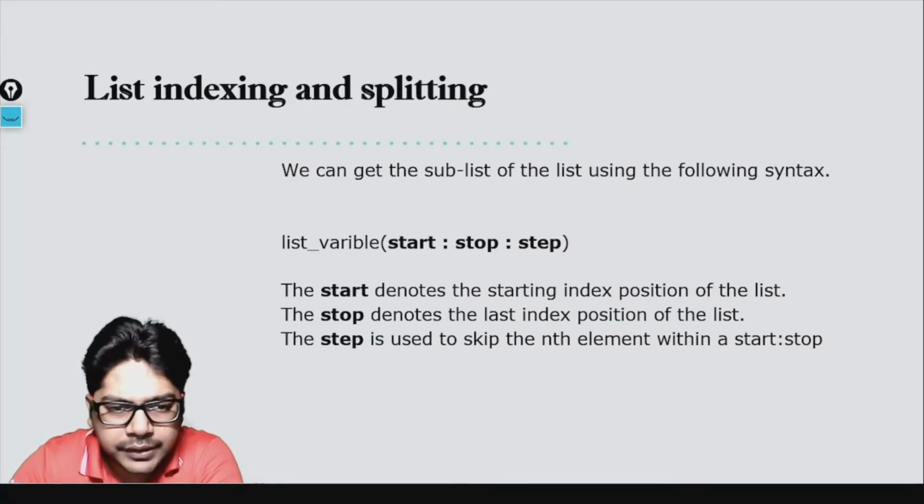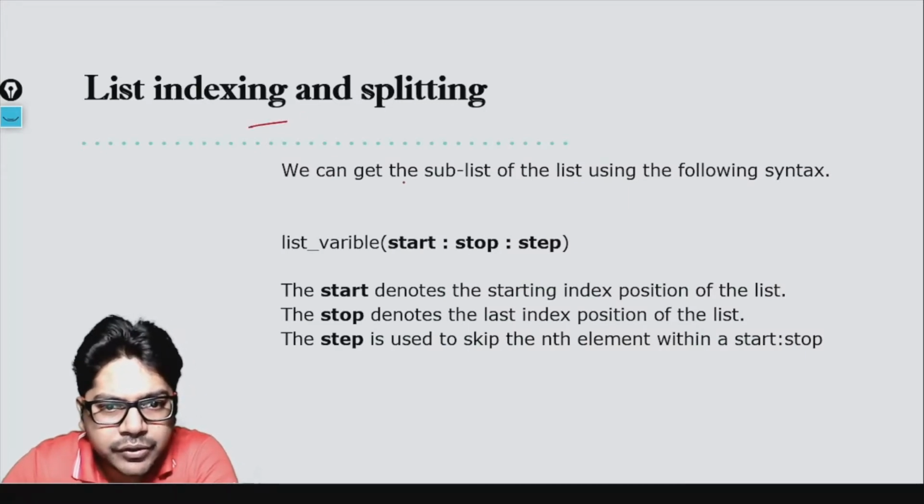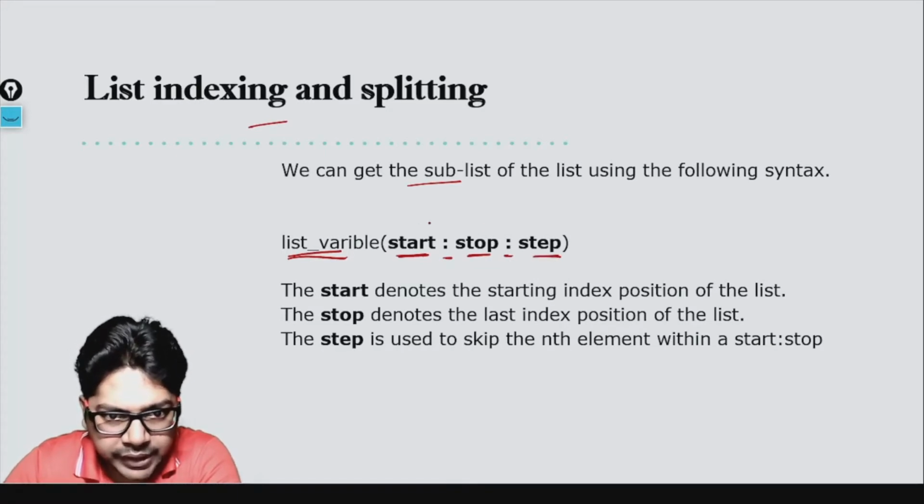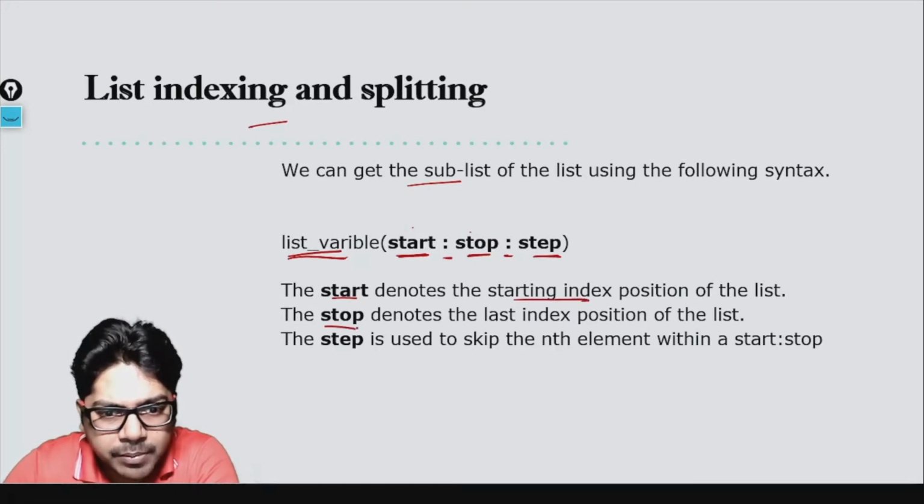Now let's proceed further and talk about what we discussed. We get the sublist using the following syntax: the list variable, then you write start, then colon, stop, then colon, and then step. Okay, start, stop and step. The start denotes the starting index position, the stop denotes the last index position, and step is used to skip elements within start to stop. And this stop is always exclusive. Always remember that this stop is always exclusive. It is not going to get counted.